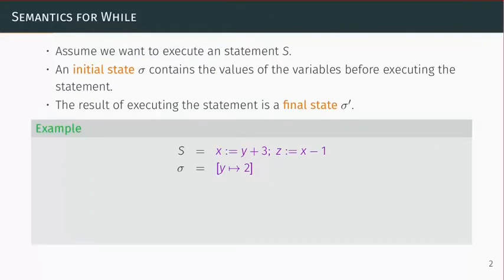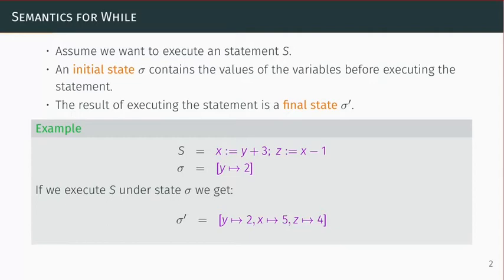So for example, assume that we have this statement here, which is a sequence of two statements, and the initial state that maps y to the integer 2 and the other variables to 0. So we want to define our semantics in such a way that after the execution of this statement, we get the following state sigma prime, in which y remains as is, but x and z obtain their corresponding values.